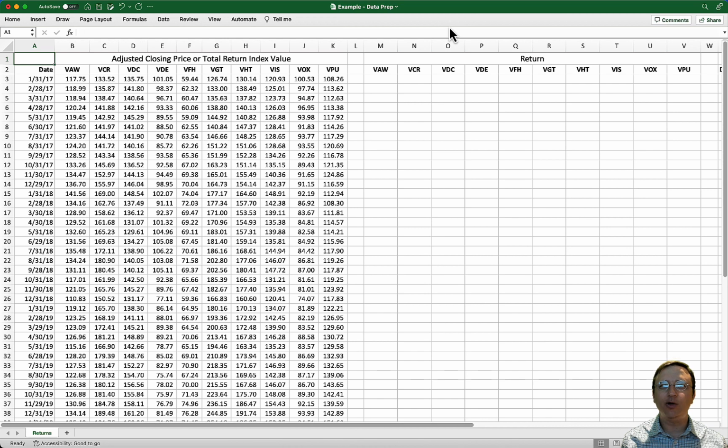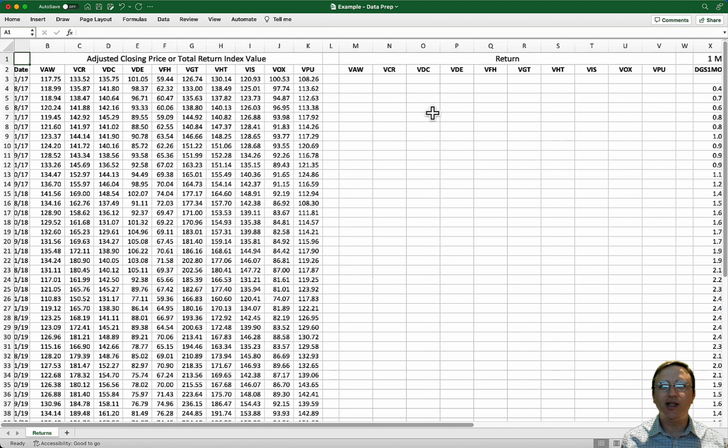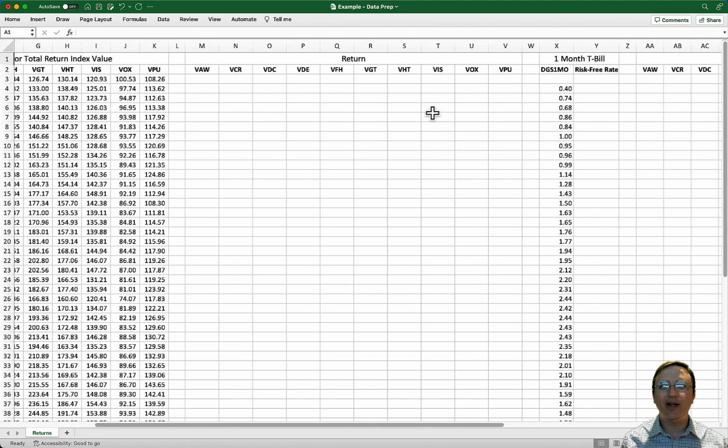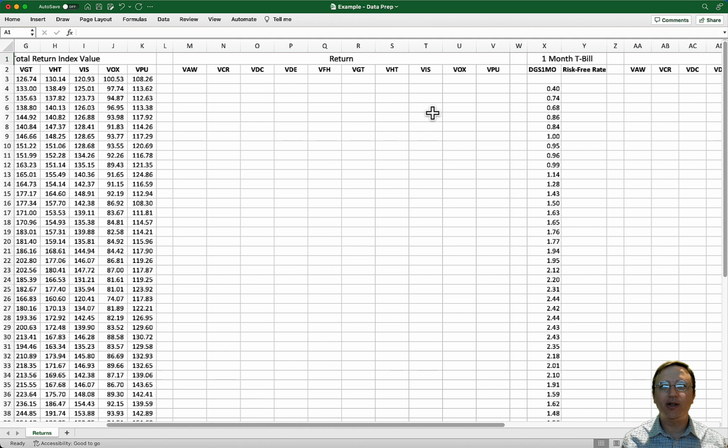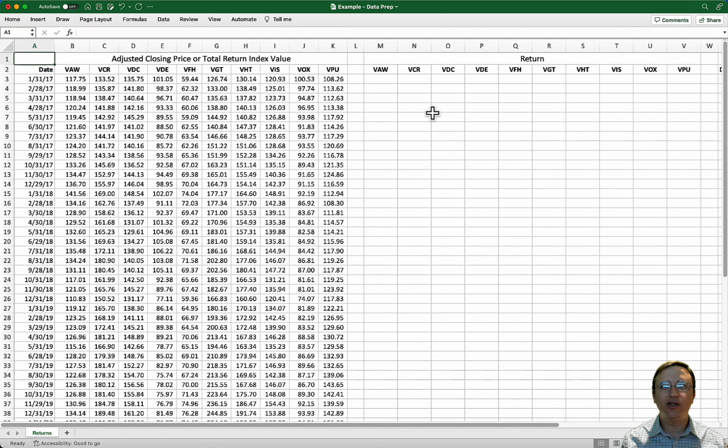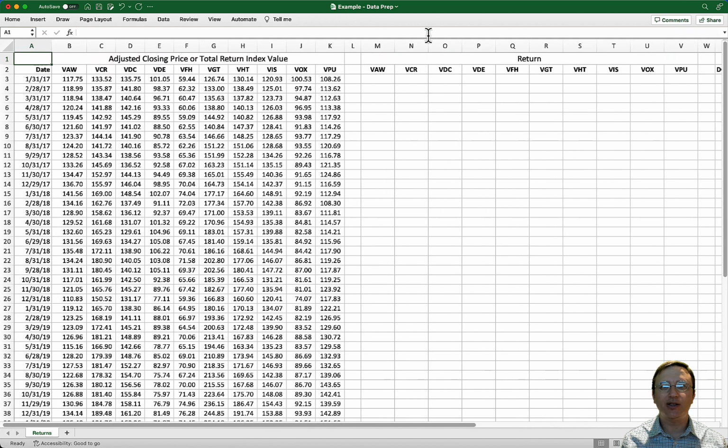I will assume that you already have a time series of adjusted closing prices or total return index values which are adjusted for corporate actions such as stock splits and dividends. You should also have a time series of the risk-free rate. In this example, I have monthly yields quoted on an annualized basis for the 1-month T-bill and 10 Vanguard sector ETFs as my risky assets.